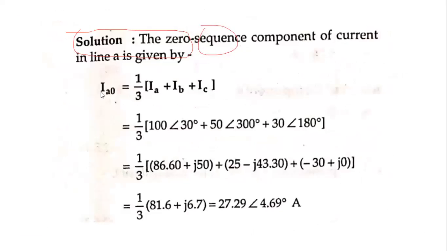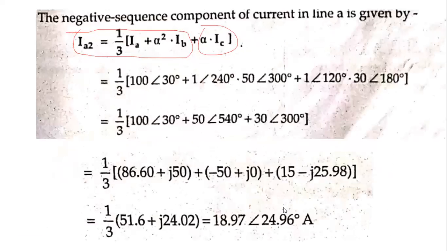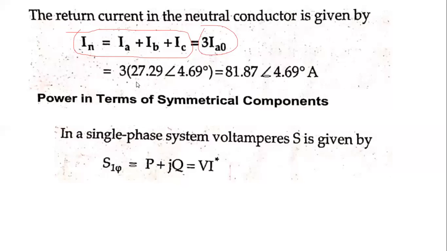IA0 is the zero sequence component current, which is equal to 27.29 at an angle of 4.69. Then we substitute the IA0 value, 27.29 at an angle of 4.69, into the formula. This is the return current of the neutral conductor. IN is equal to 81.87 at an angle of 4.69 degrees.